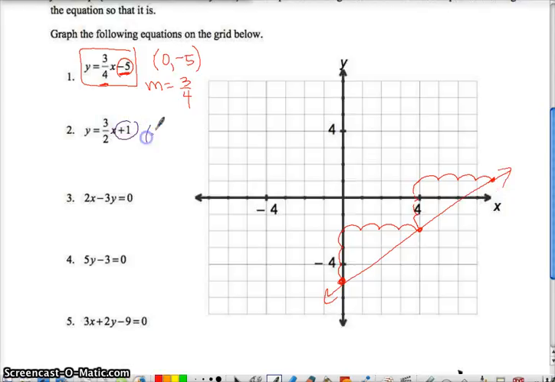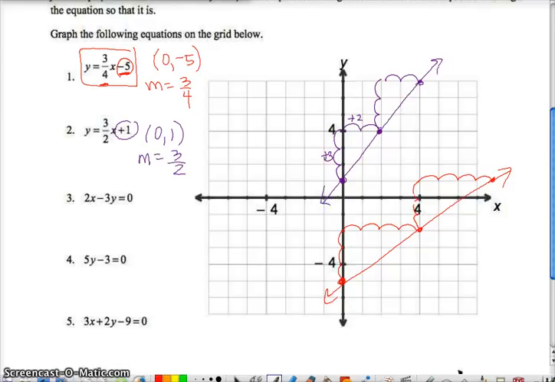Second one, my y-intercept is 0, 1, my slope is positive 3/2, so once again it's going to go up and to the right. Here's 0, 1, my y-intercept, where it crosses the y-axis. Then I go rise up 3, to the right 2, or run 2, because it's positive. Positive 3 is up 3 to the right 2, so plus 3 or plus 2. Connect. That's number 2.